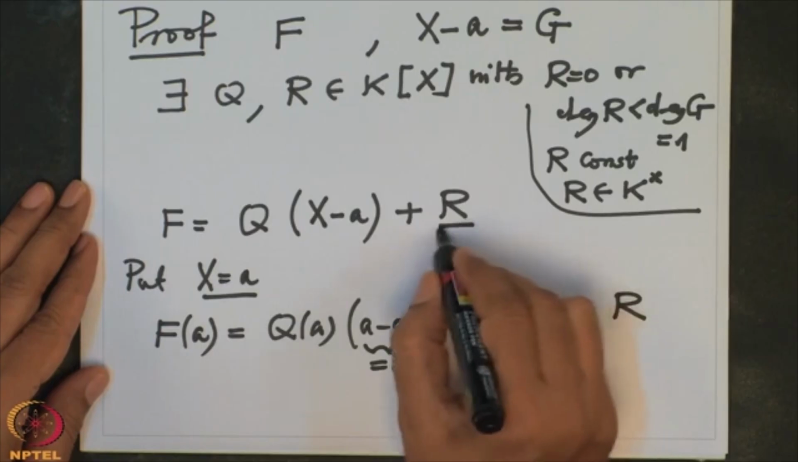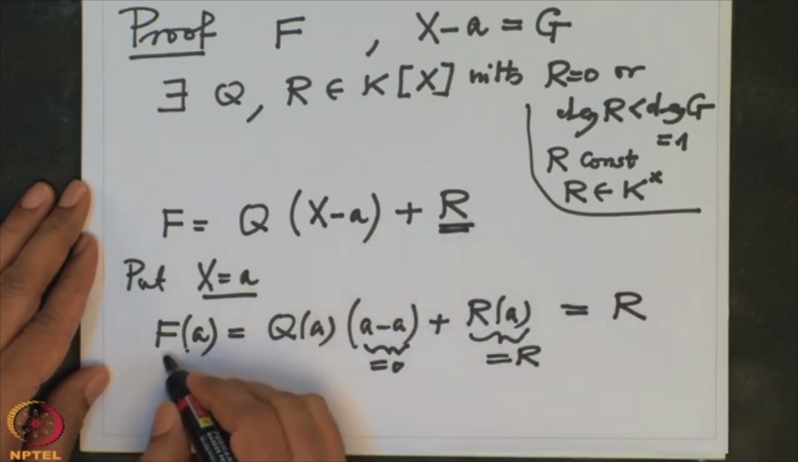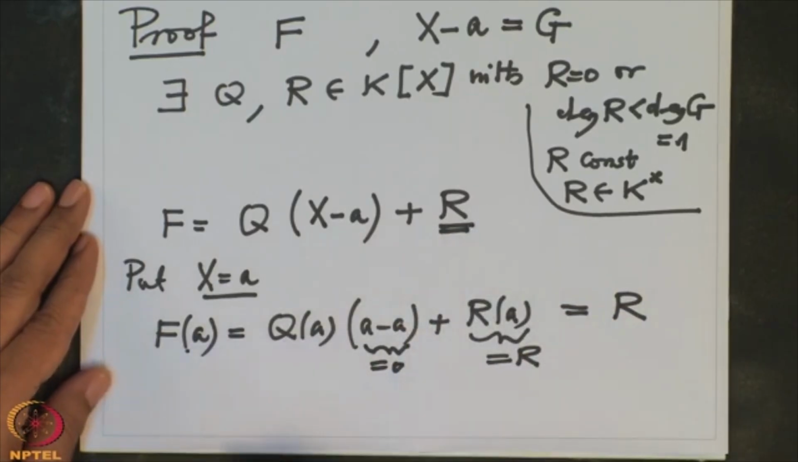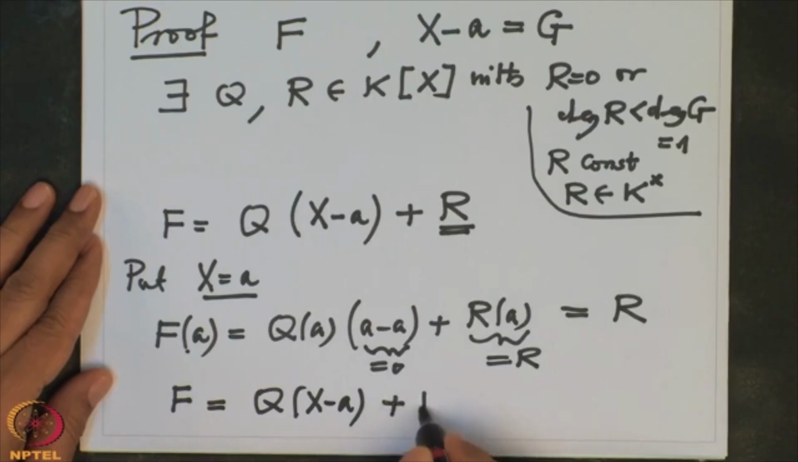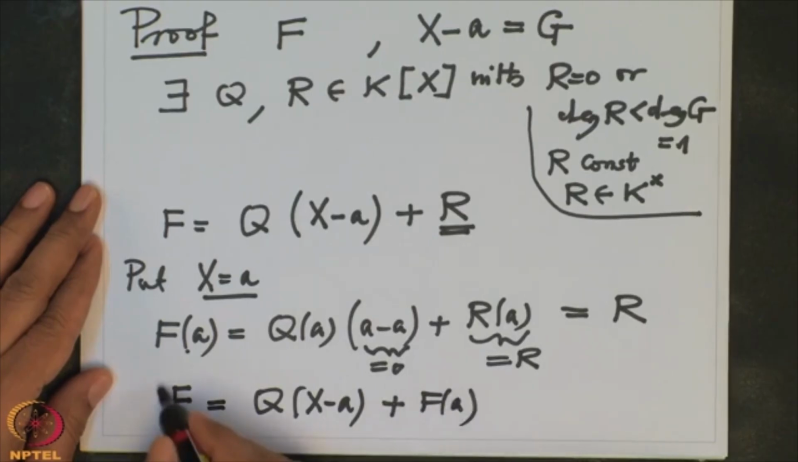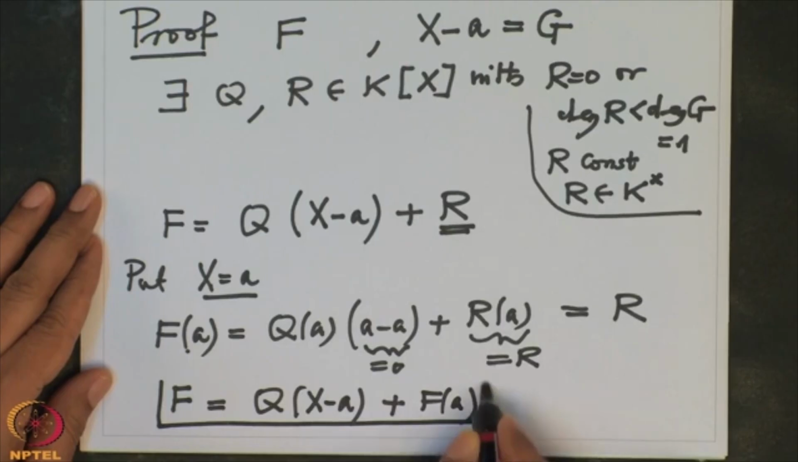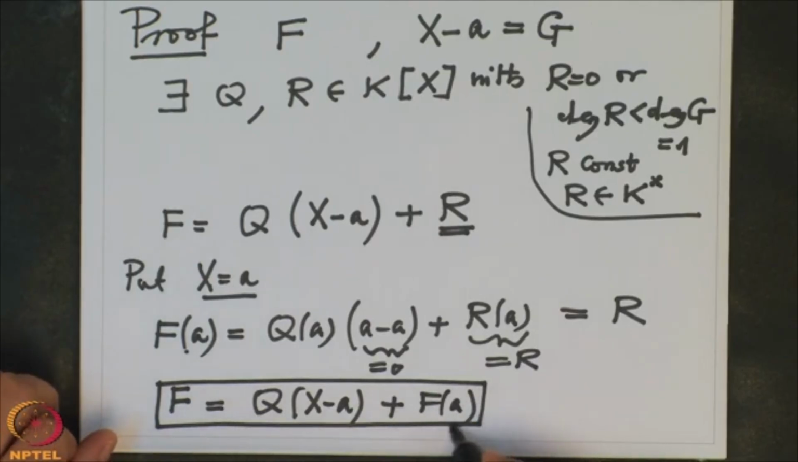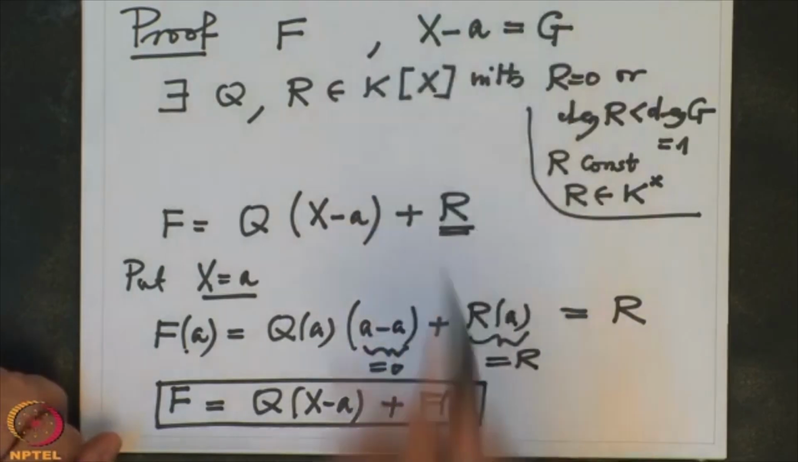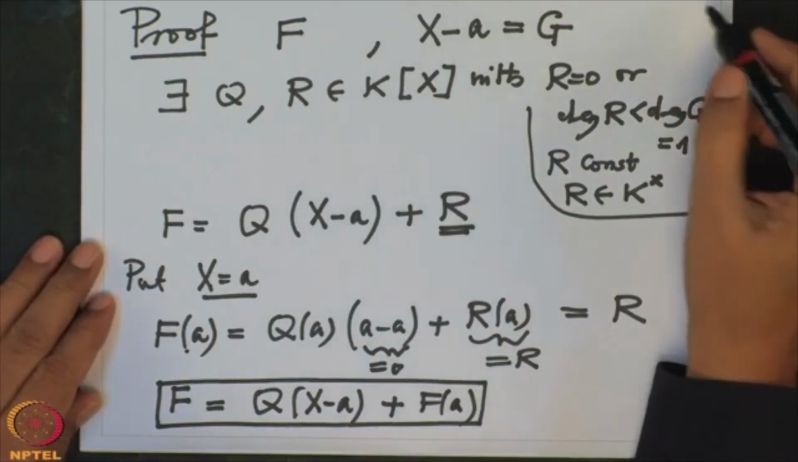So this r we have found in terms of f and a, that is f of a. So that proves the formula, f equal to q times x minus a plus f of a. This is what it proves. So when will x minus a divide f? Precisely when f of a is 0. So that was the content of this corollary.